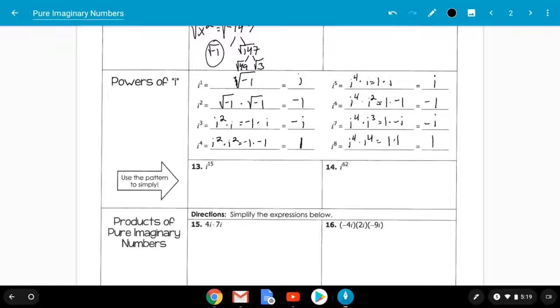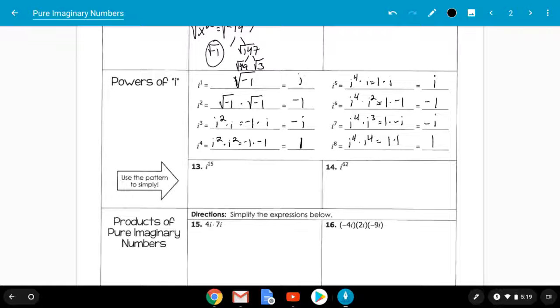If you notice here, the pattern repeats every 4 times. So if I did i to the ninth, it would be i. If I did i to the tenth, it would simplify to negative 1. i to the 11th would be negative i. And i to the 12th would be 1. And then the pattern would go over again.